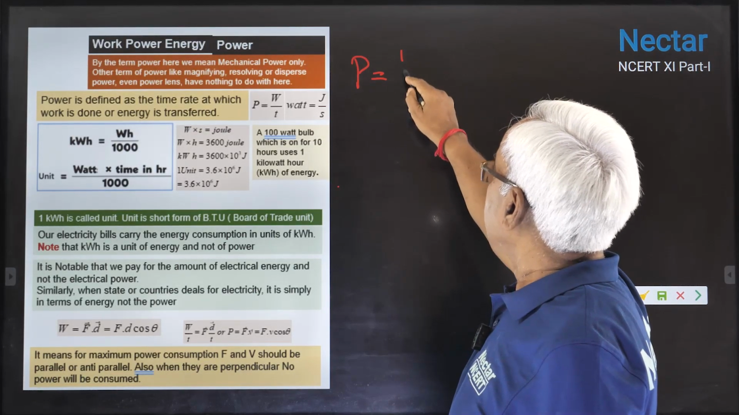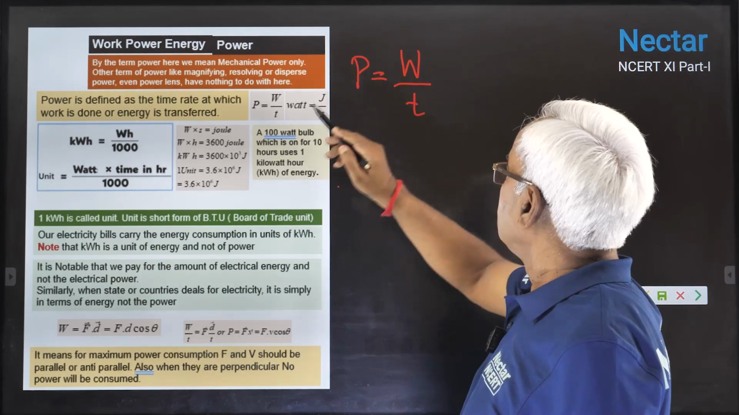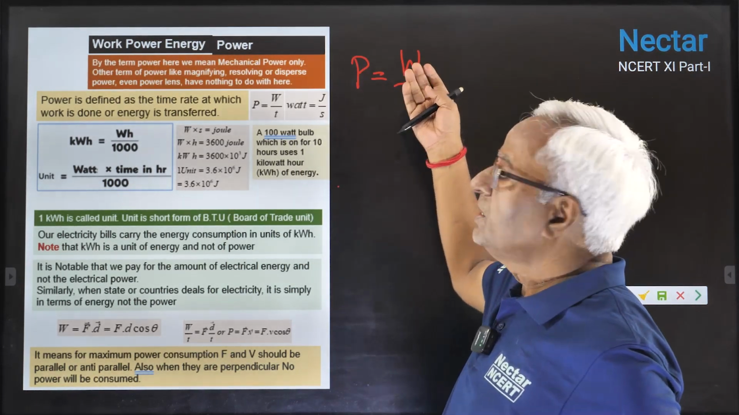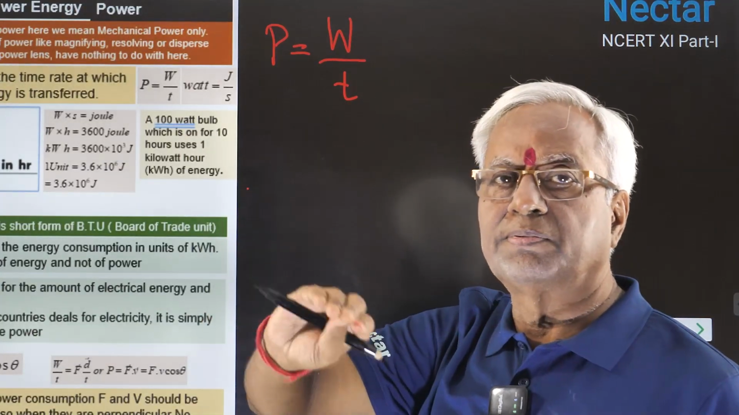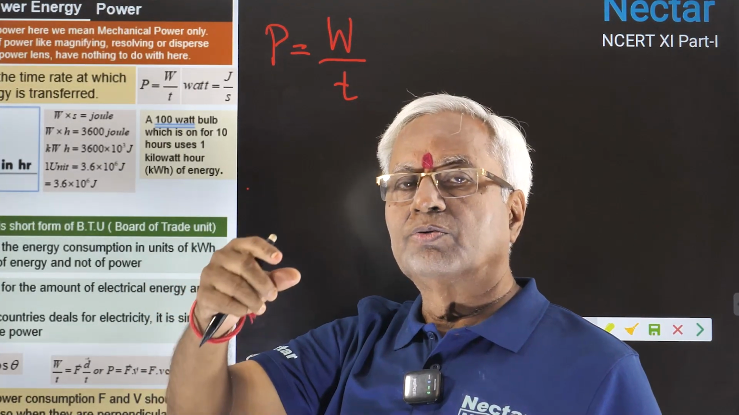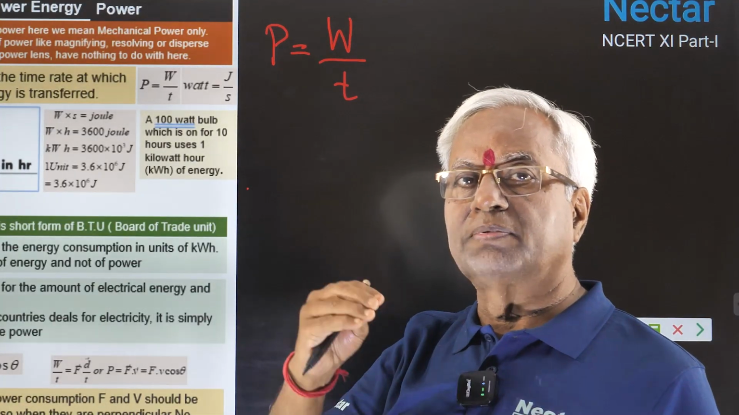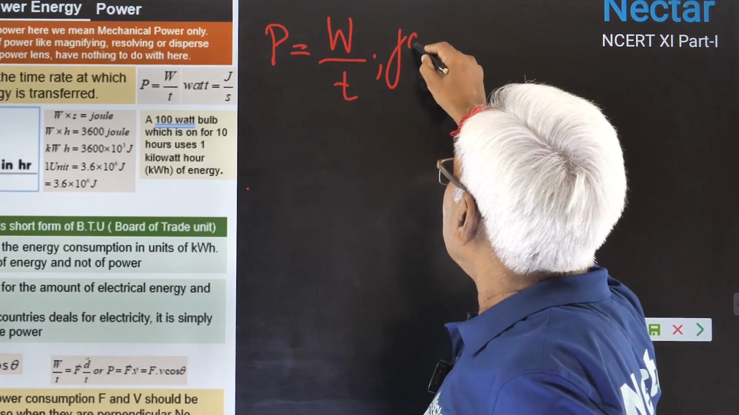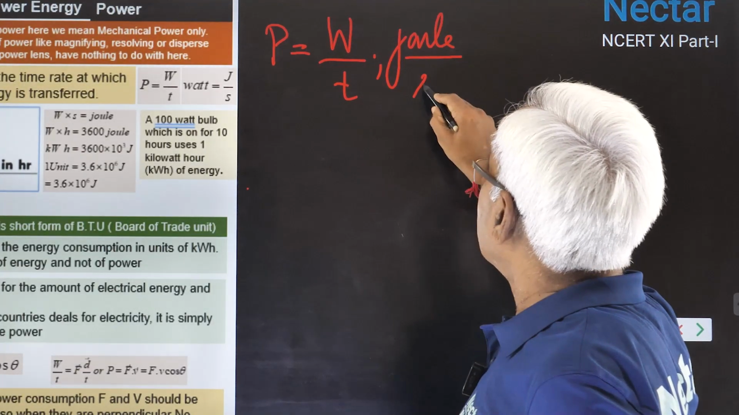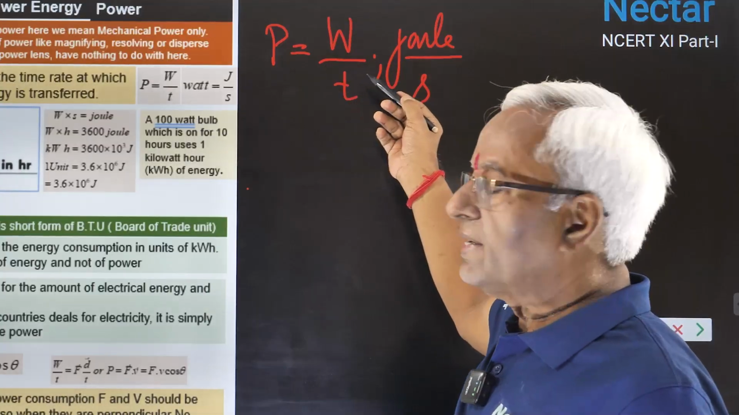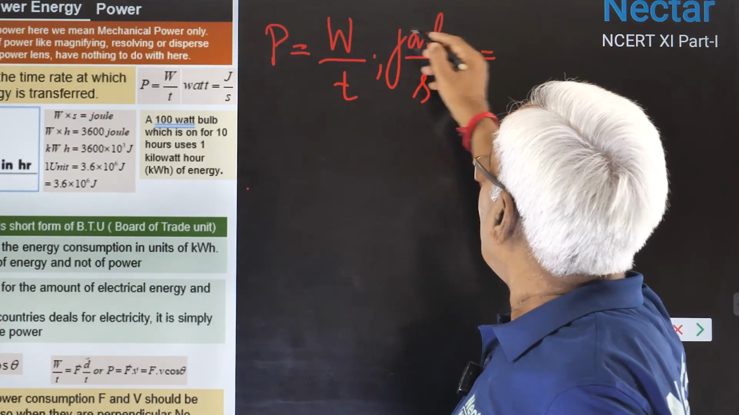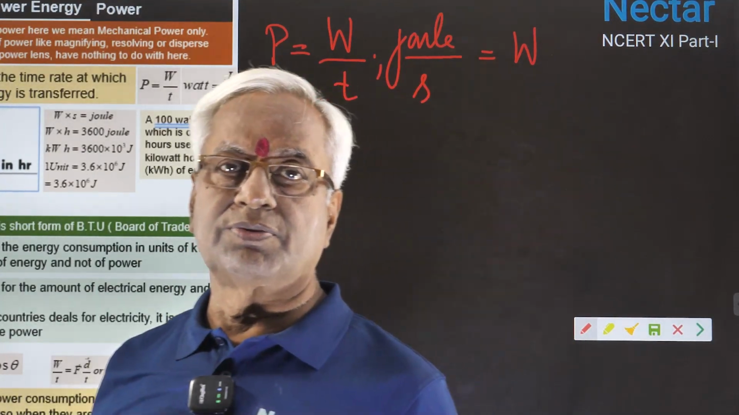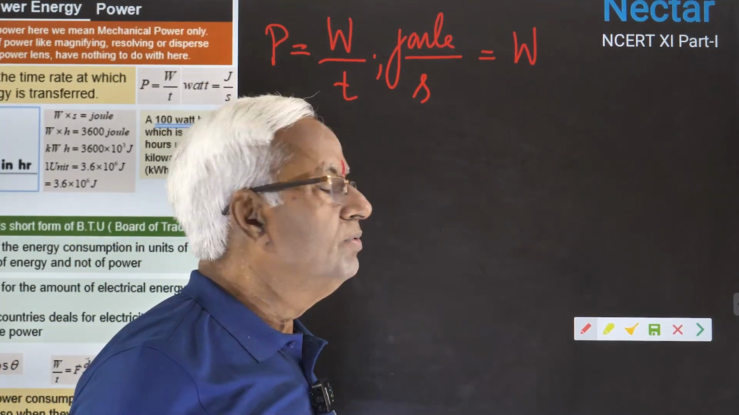Power, capital P, is W upon T, work being done. When the work is performed, naturally energy is transferred, energy is consumed. So you might say it is the rate of consumption of energy. For noting down the unit, work in joule, time in second, this is watt. I have written capital letter for watt because it's based on the name of scientist James Watt.